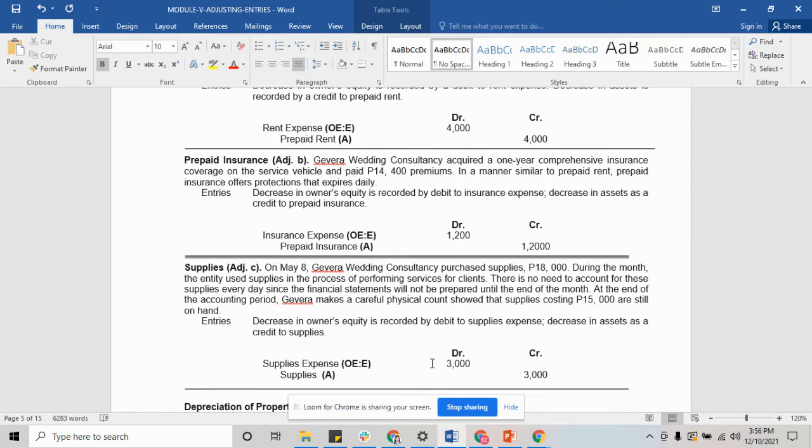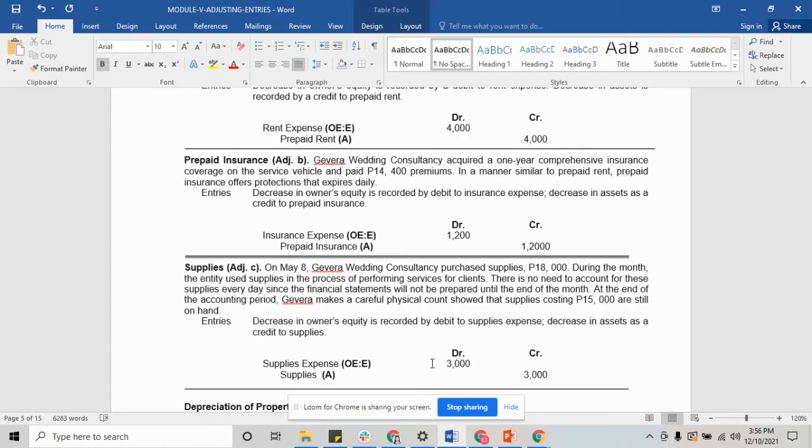So, during the month, the entity used supplies in the process of performing services for clients. There is no need to account for these supplies every day since the financial statements will not be prepared until the end of the month. At the end of the accounting period, Rivera makes a careful physical count which showed that supplies costing 15,000 are still on hand. So out of the 18,000 daw na binili niyang supplies, at the end of the month, nung chinek niya, 15,000 na lang ang naiwang supplies. Ibig sabihin, 3,000 already expired or nagamit na niya.